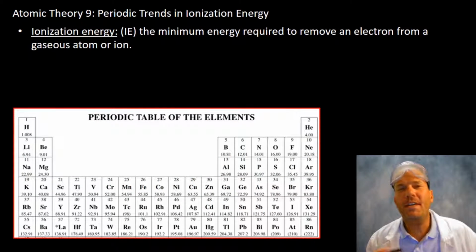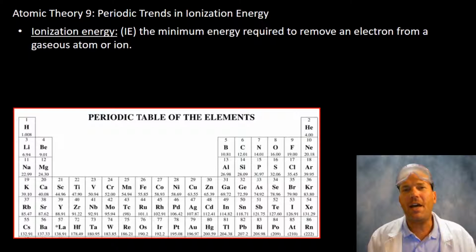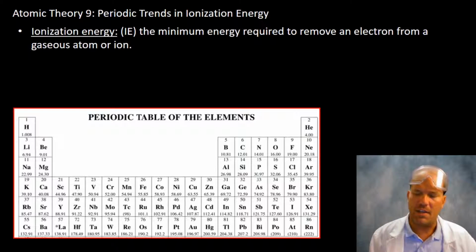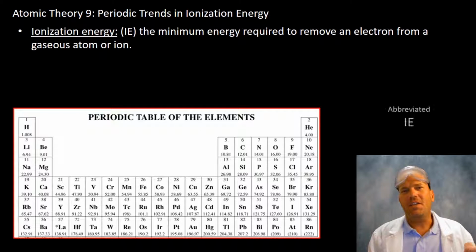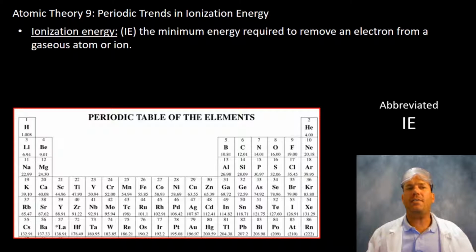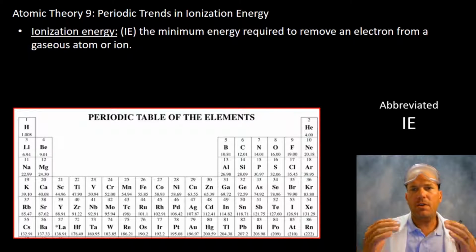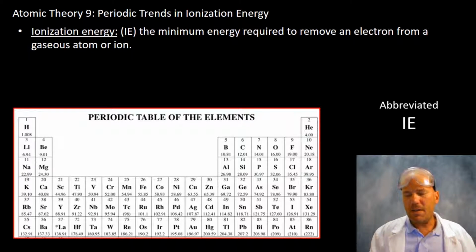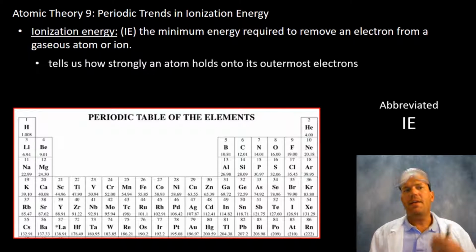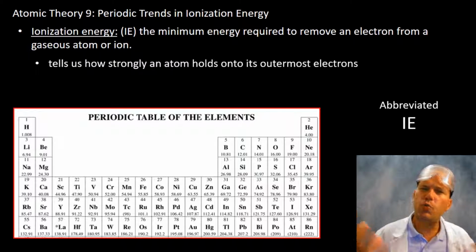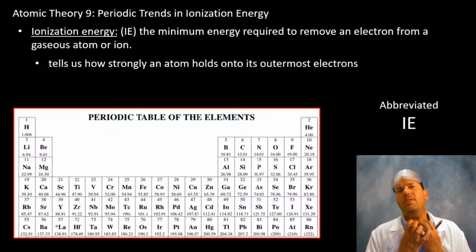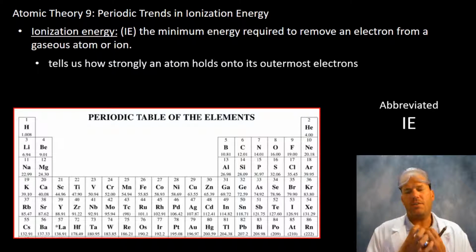In this video, we're going to continue our discussion of periodic trends by talking about ionization energy. Ionization energy is the minimum amount of energy required to remove an electron from an atom or ion in its gaseous state. So, the minimum energy required to remove an electron. And it tells us how strongly an atom is holding on to its outermost electrons.